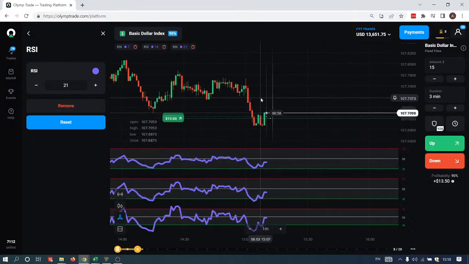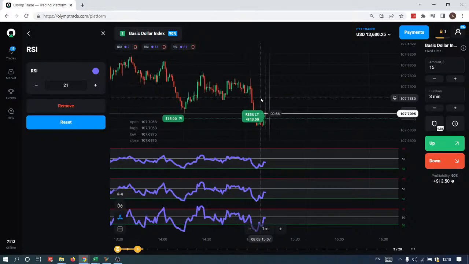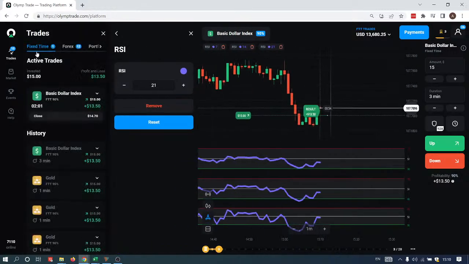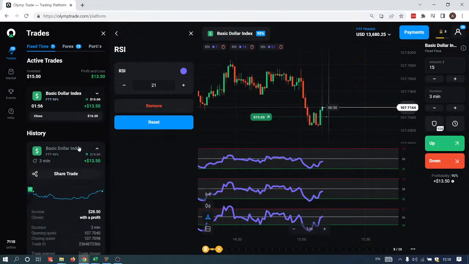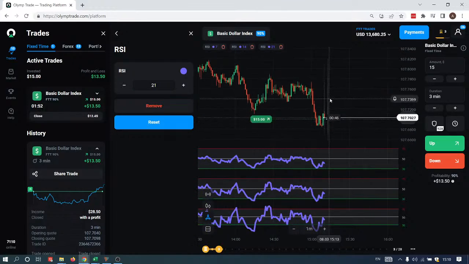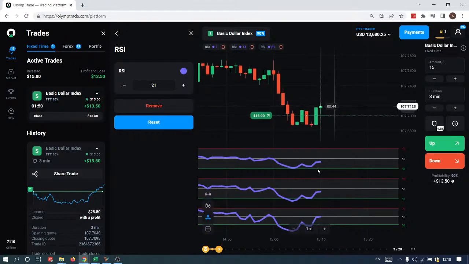So that is the main signal with this strategy, and I already have my first profitable trade here. It is the basic dollar index up trade. So that's exactly what I'm talking about. We have the 30 line, and then the price goes below, and then the price bounces upwards.